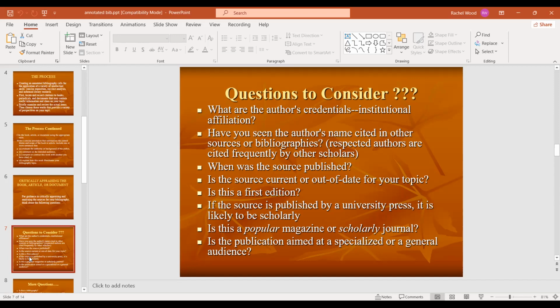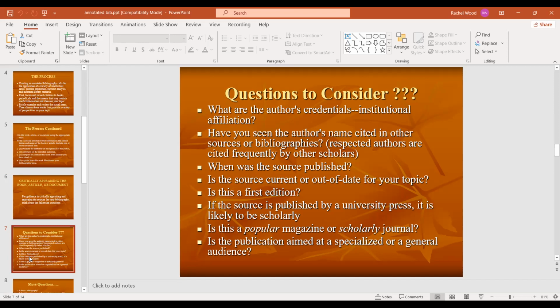Is it a first edition article? That means, did it go through any revisions? Typically, when articles are published, sometimes once they're published, they'll go through a second revision after they've been published and then republished again in another year. If the source is published by a university press, it is most likely to be scholarly.